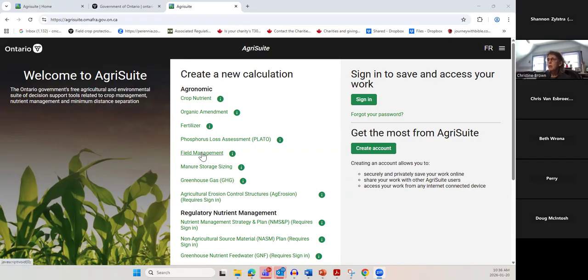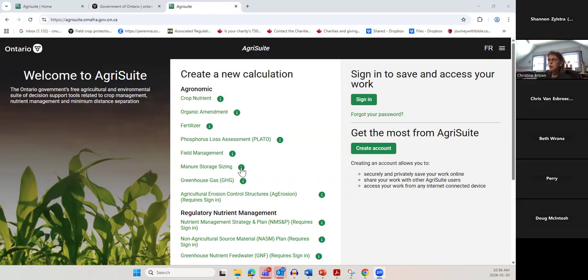And then the next one that I'm just going to focus on a bit is the field management plan. The field management plan basically takes the crop nutrient tool, the organic amendment tool, and the fertilizer tool, and puts it together into that full rotation. So if I've got a rotation, corn, soybeans, wheat, for example, I can put those crops together, insert where I've got manure and where I've got fertilizer to come up with what is my balance of nutrients at the end of that rotation. That's really where I would like to focus.